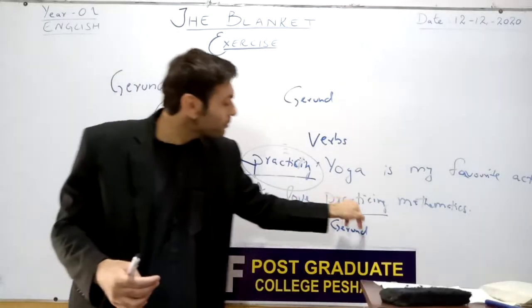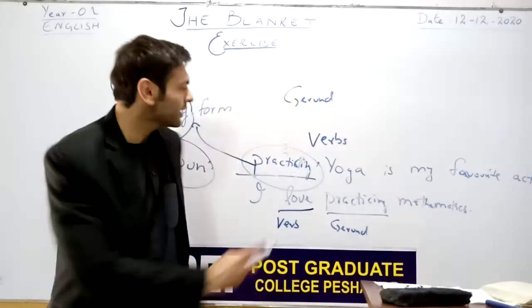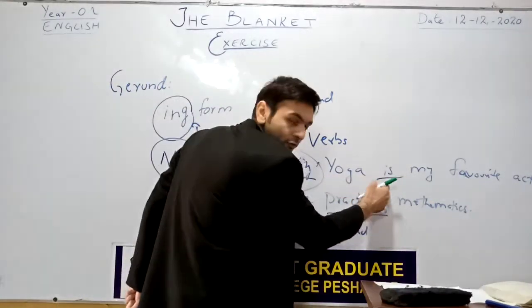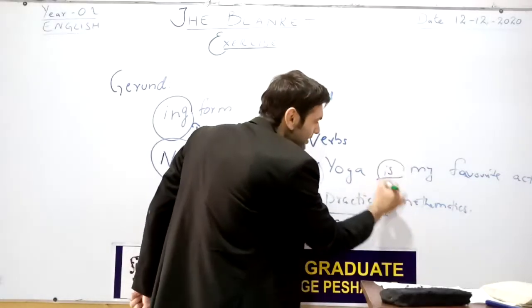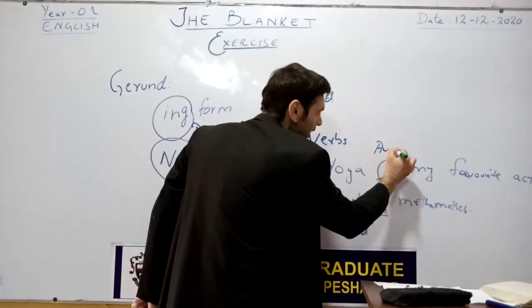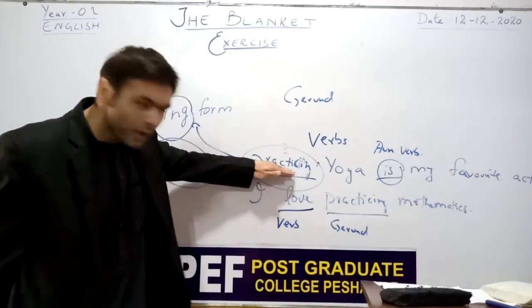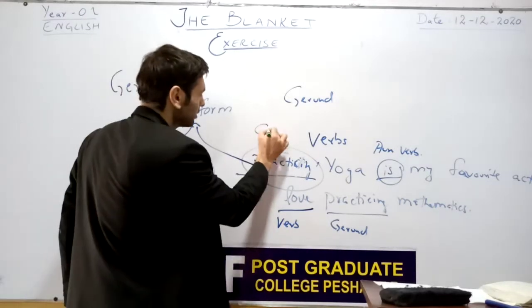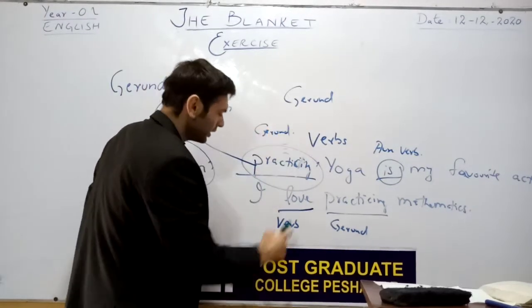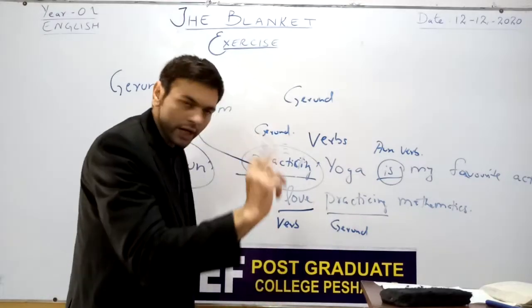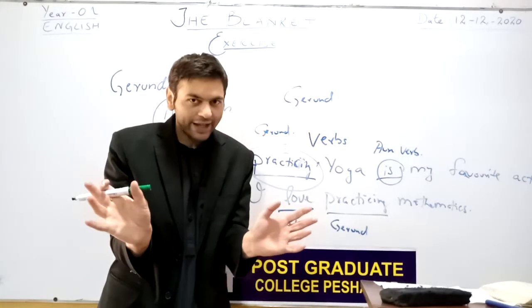यहां पर ये देखें, in the very first example is actually your auxiliary verb. This one is your gerund. This one is your gerund. So you have to identify this difference.